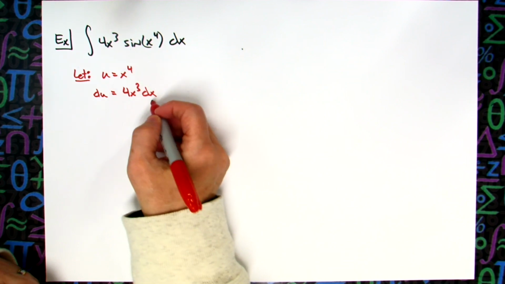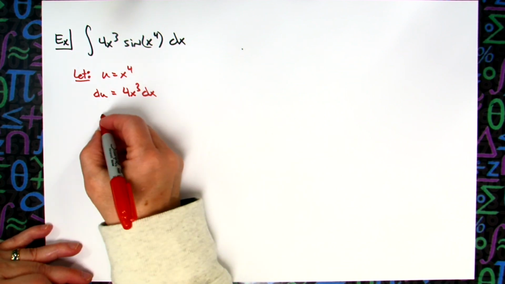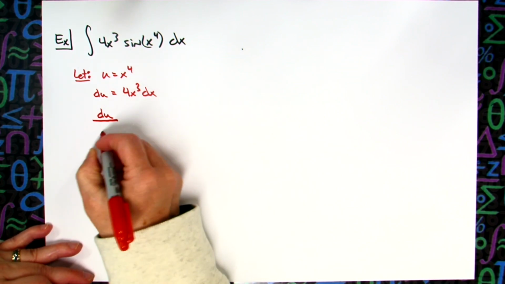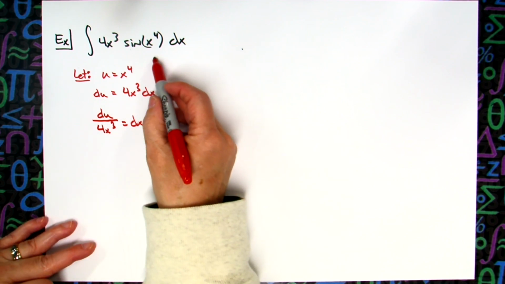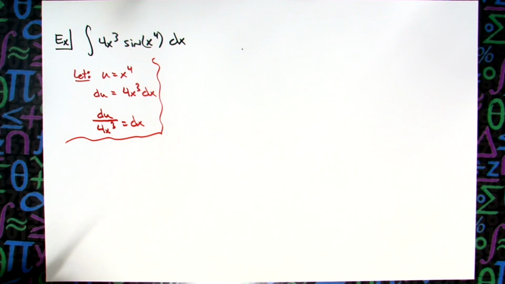Okay, derivative there, take dx. Solve all the way down for dx. So du over 4x to the third. All right, then you're going to come back up, and it should all fall out nice and neat like it did on our first assignment.